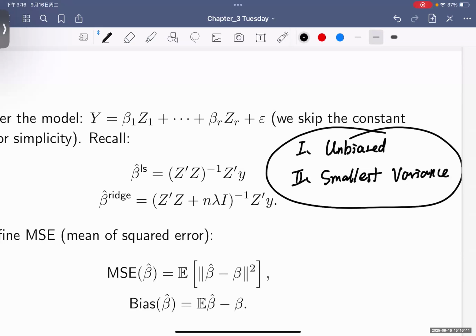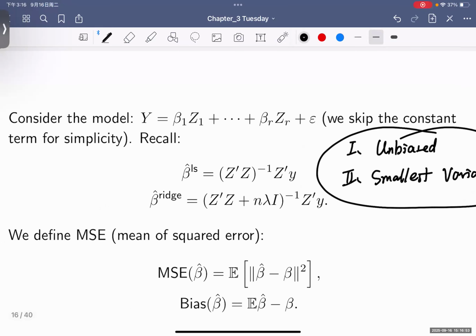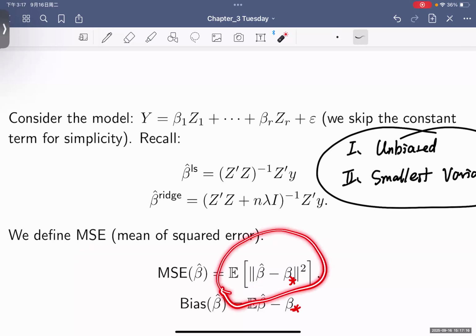Of course, if we use this criteria, ridge cannot be better than least square. So here we will consider another criteria, called the mean square error. Given beta hat and beta, which is our target, I just use a star for convenience. We compute the square difference between them and take the expectation. This is different from our bias term.